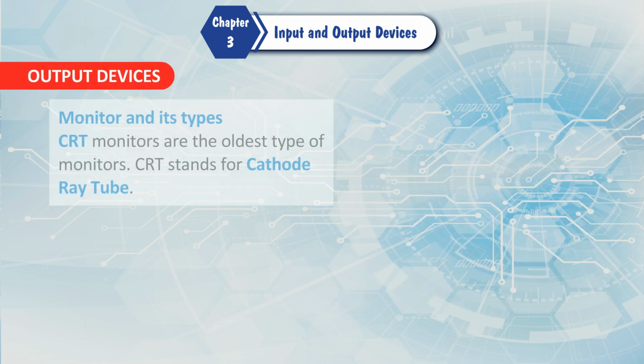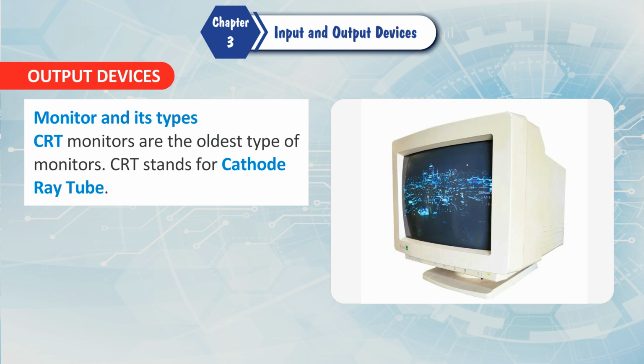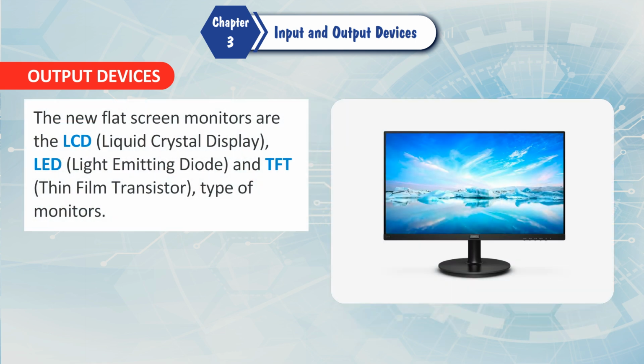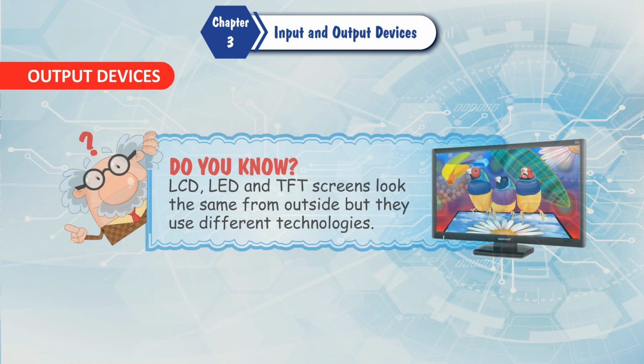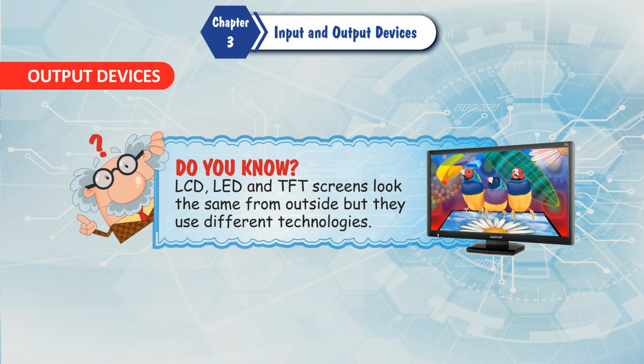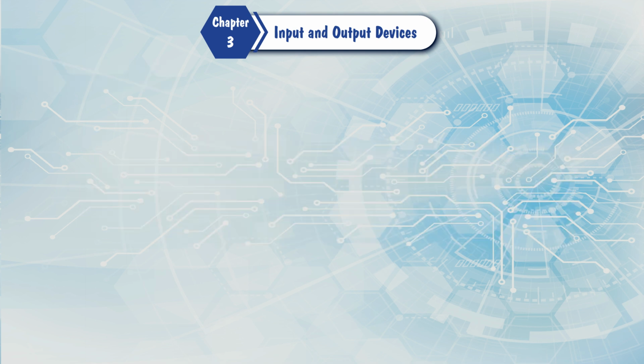Output devices. Monitor and its types. CRT monitors are the oldest type of monitors. CRT stands for cathode ray tube. The new flat screen monitors are the LCD, liquid crystal display, LED, light emitting diode, and TFT, thin film transistor type of monitors. Do you know? LCD, LED and TFT screens look the same from outside, but they use different technologies.